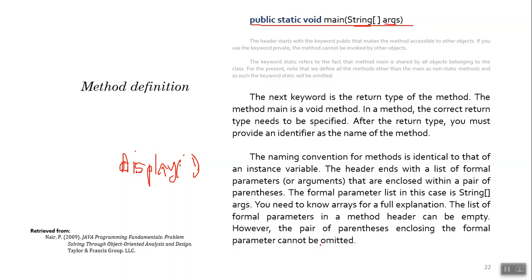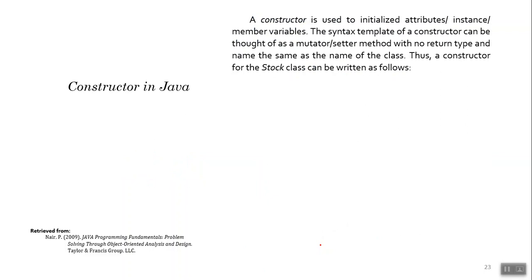A constructor is used to initialize attributes, instance, member variables. The syntax template of a constructor can be thought of as a mutator or setter method with no return type and the name the same as the name of the class. Thus, for example, we have created a class named Stock, and a constructor for the Stock class can be written as follows.